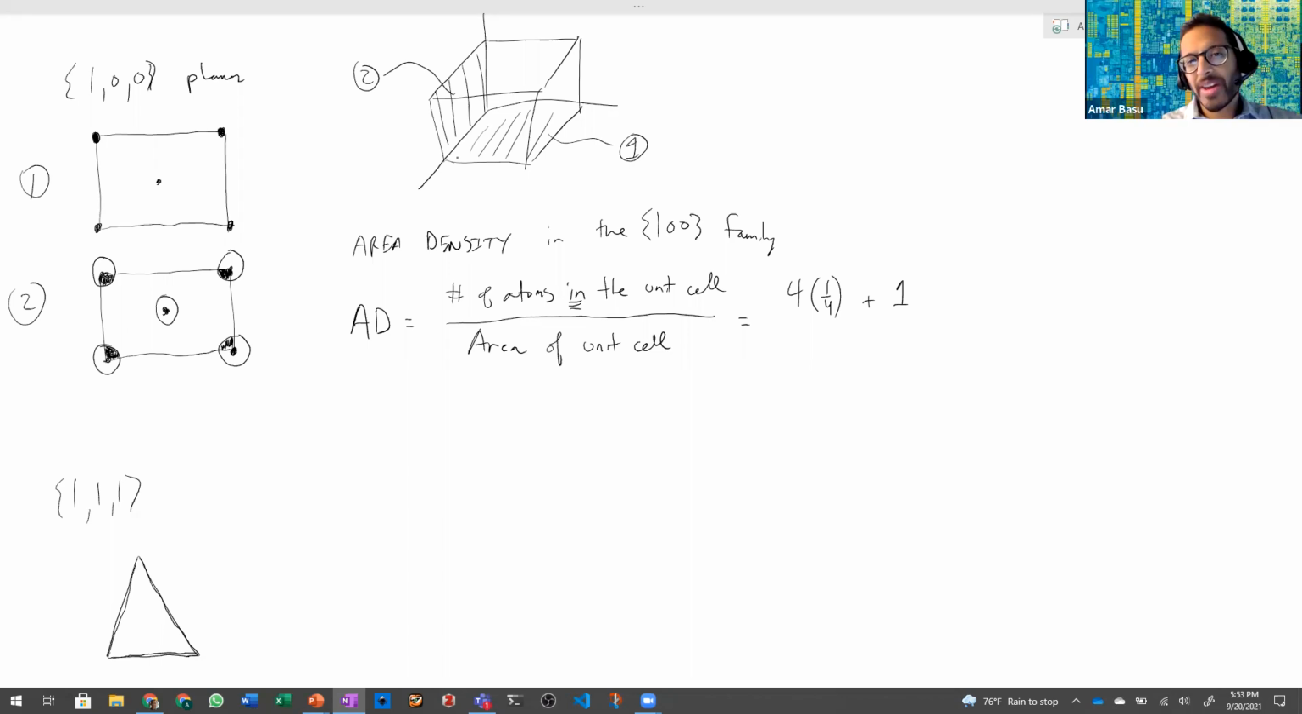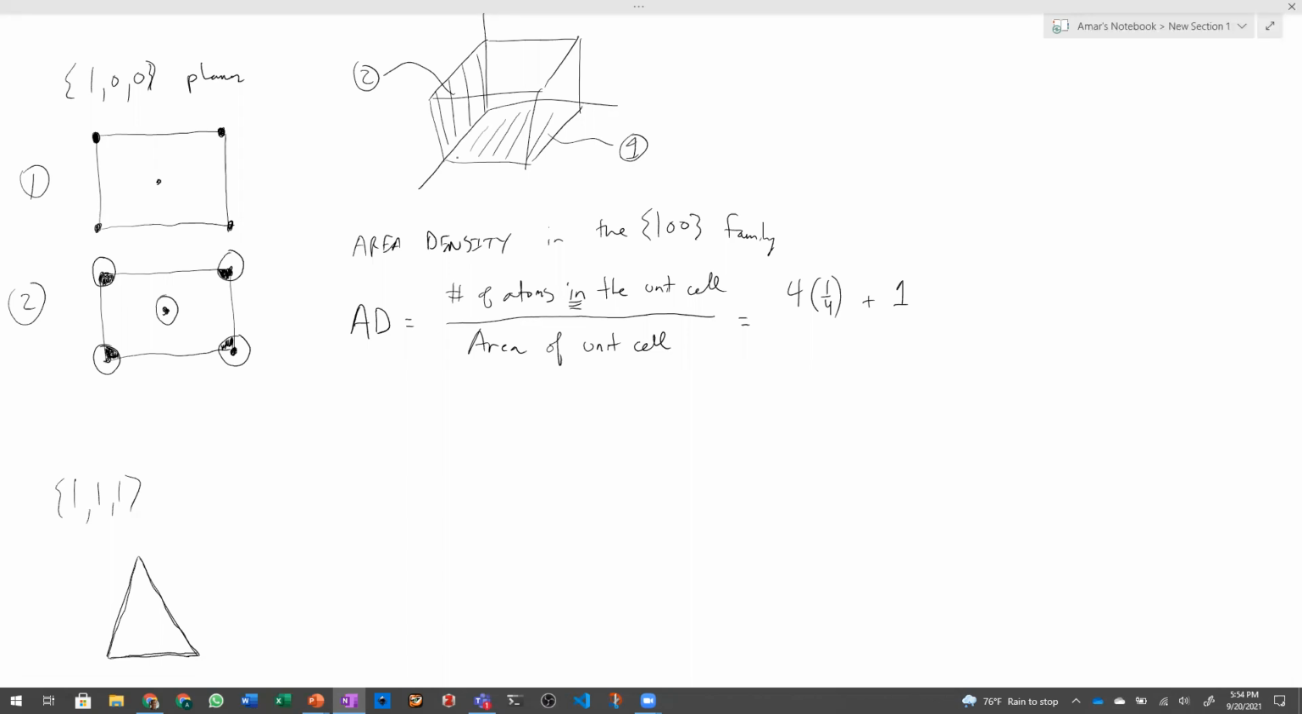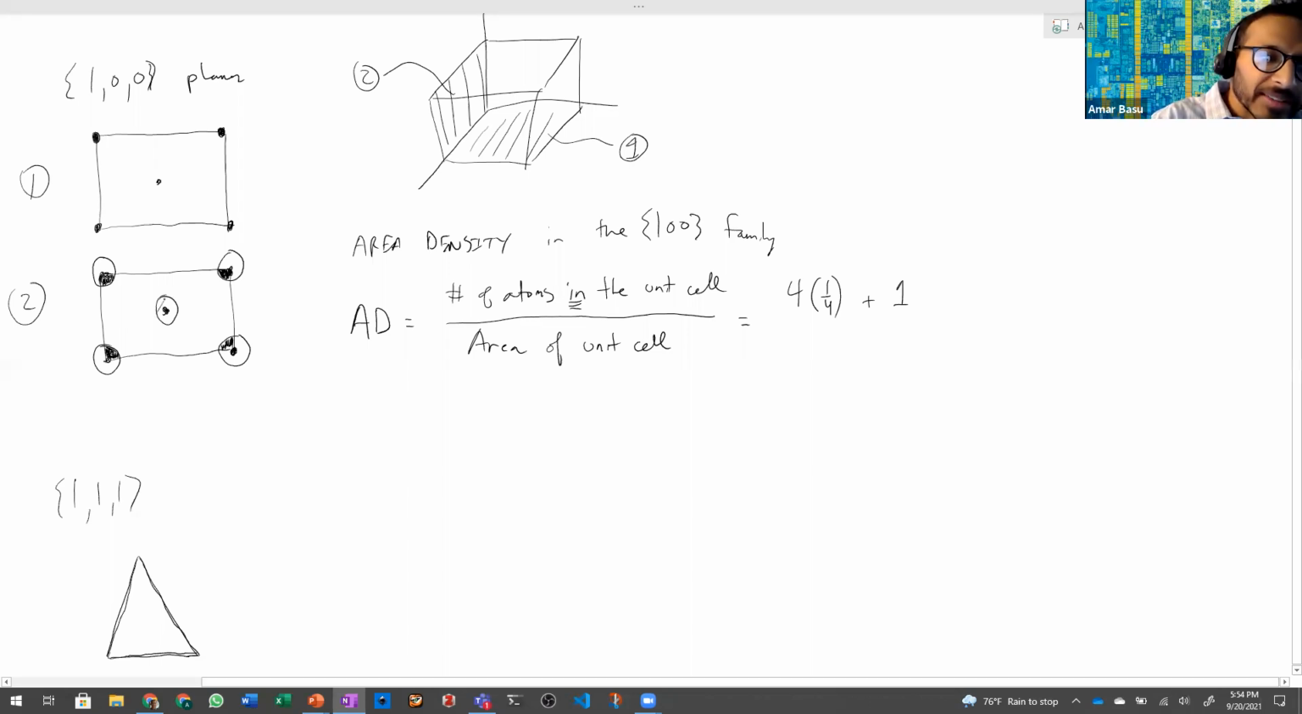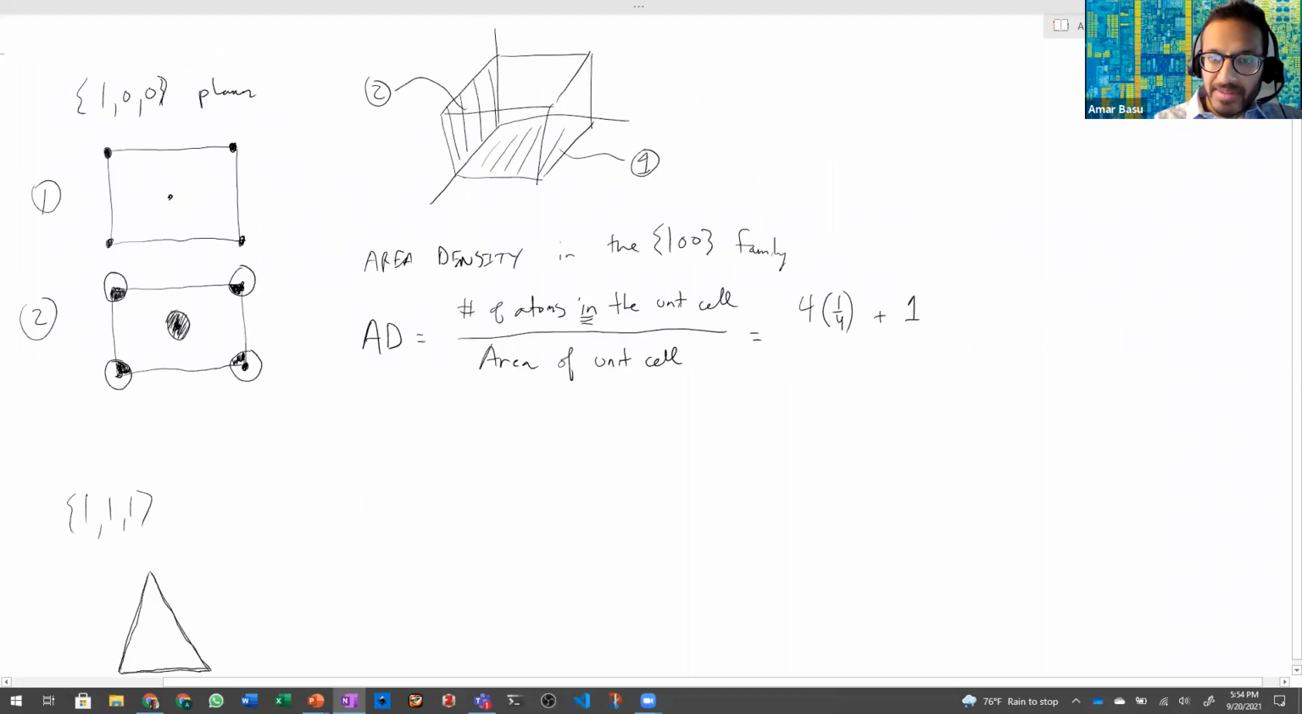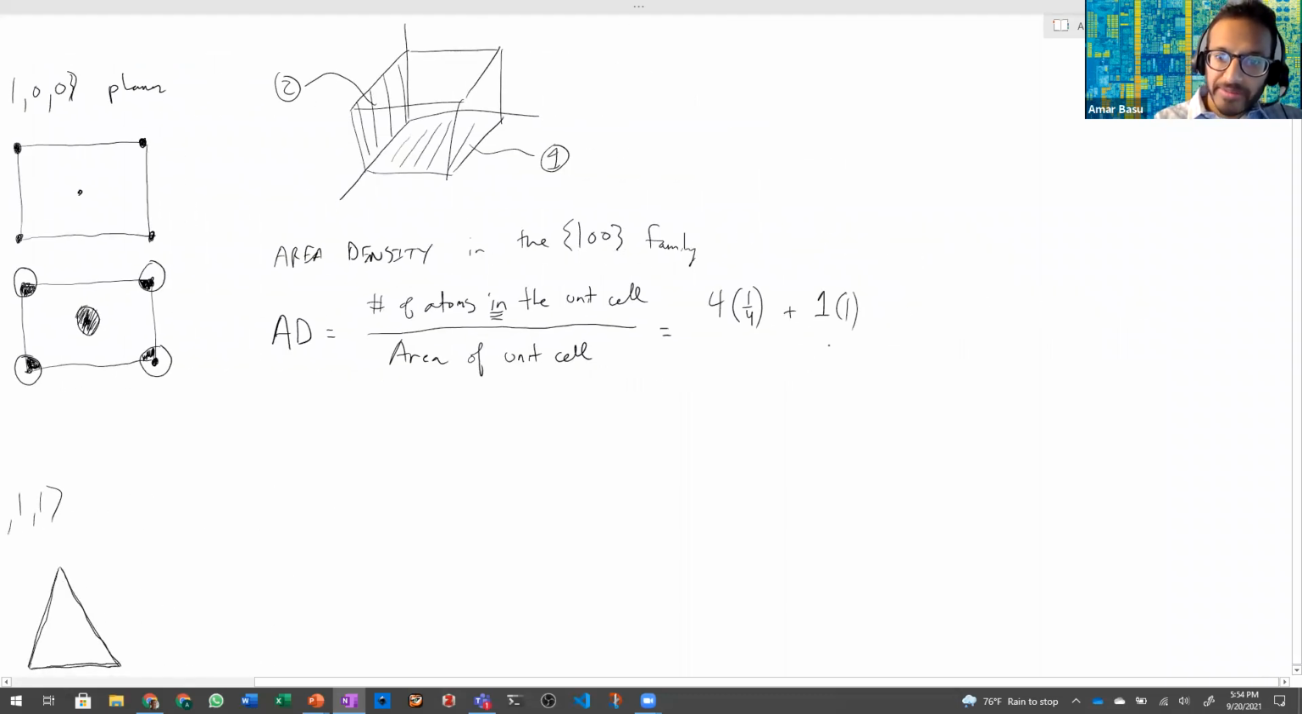No, it won't be 1/2. So this is actually a bit of a trick question. The key thing is the whole circle is inside the unit cell. You see how for the corner atoms, only 1/4 of them were inside the unit cell, but for the center one, the entire thing's inside the unit cell. So it's just going to be multiplied by 1.